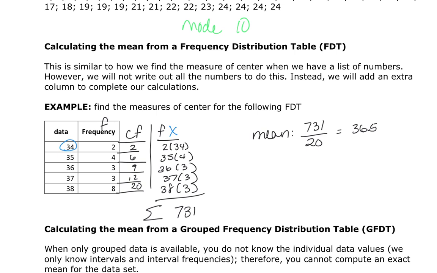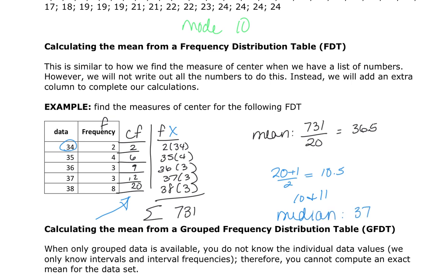Now, the median. Why did I do the cumulative frequency part here? Because I need to know the position. There are 20 pieces, so I do 20 plus 1, divided by 2. So I need to look at 10.5. So I need to know where the 10th and 11th pieces are. The cumulative frequency tells me that the 10th and 11th are both here. It's number 37. So my median is going to be 37.